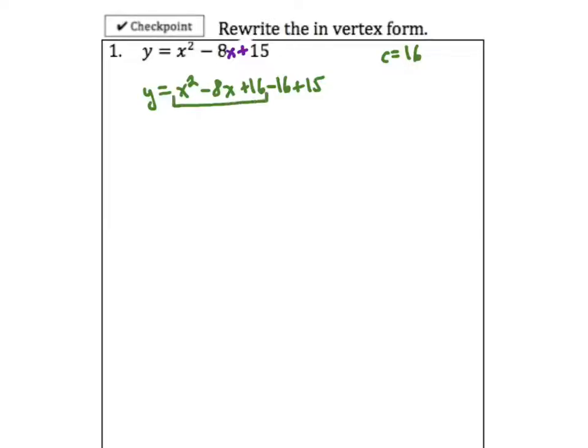Now I'm going to write that as the square of a binomial. y equals x minus 4 squared. And I simplified that at the same time. Minus 1. Boom! And I'm done. Moving on.